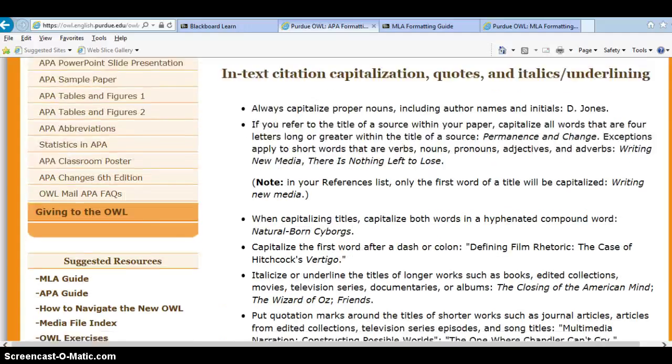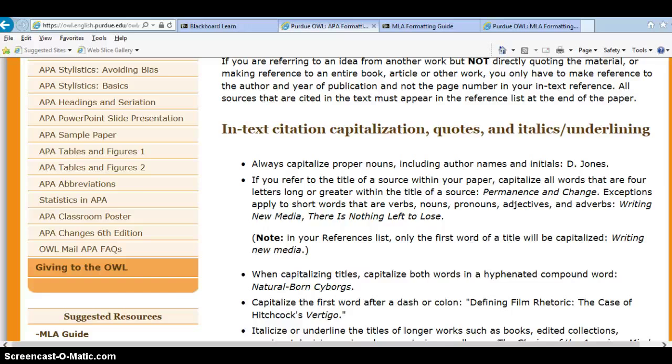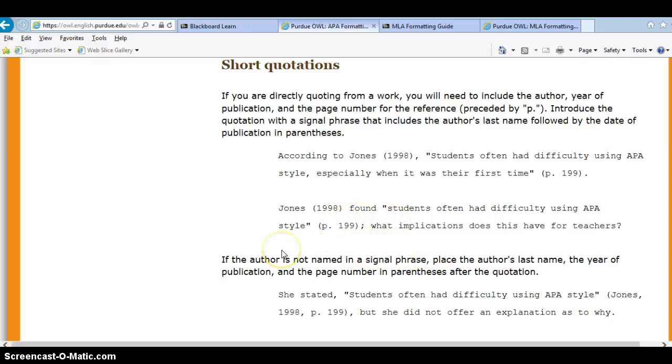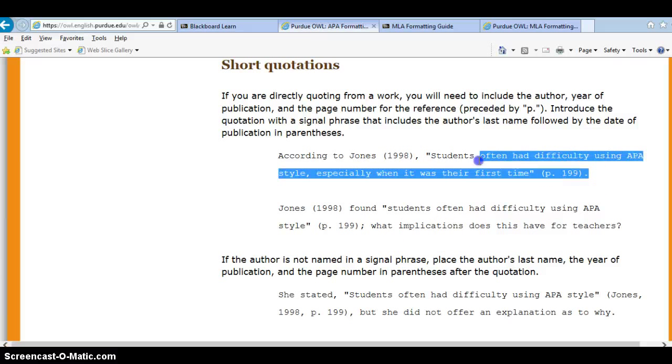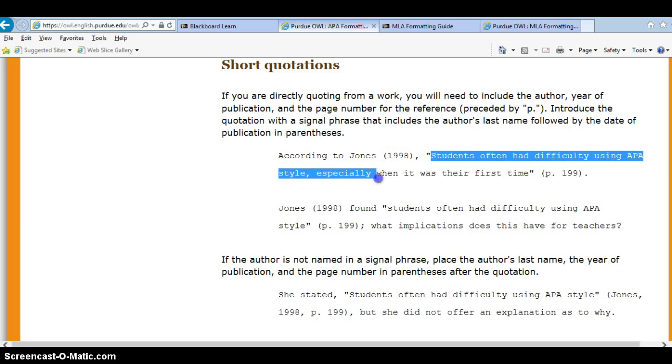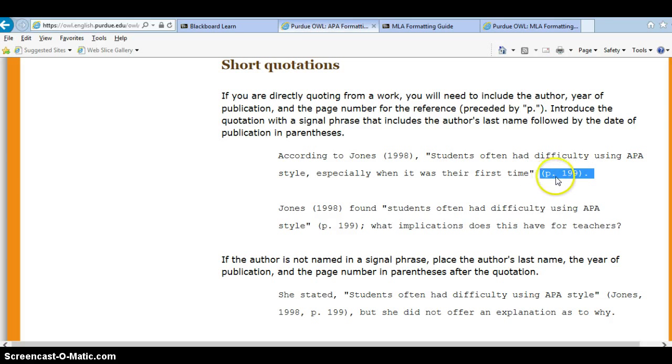the citations themselves, what's very important about APA, and this is where it gets very different from MLA, where all the citations, no matter where the quote is, will be at the end of the sentence. In APA, the page number always follows the quote or idea, and then the date always follows the author. So we have a few examples here. According to Jones, and then in parentheses you put the date of publication, comma, "Students often had difficulty using APA style, especially when it was their first time," end quote. So at the end of the quote, I'm going to put P period, and then the number.